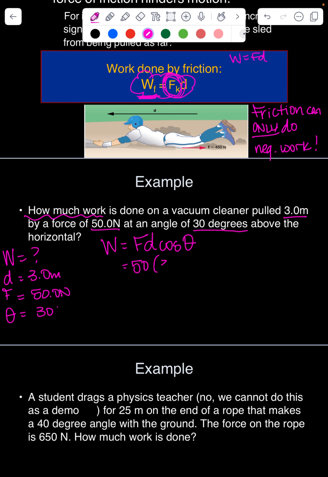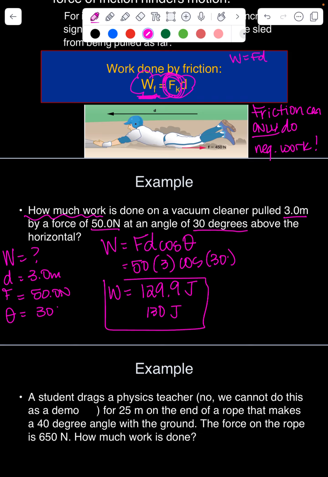So we have 50 times 3 times the cosine of 30 degrees. Whenever we put that in our calculator, we do need to make sure that we are in degrees and not radians. So we plug it in and we get a work of 129.9 joules. If you round that up to 130 joules, that's fine with me for this one. But one thing that we need to remember is that work is scalar, so there will be no direction. It's not going to be a plus 129.9 or a plus 130.